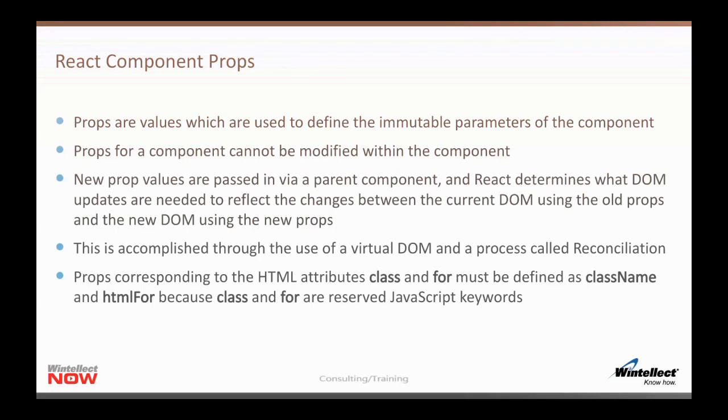Properties are the primary means by which we actually pass data into a component and then have it displayed in the component when it's rendered in the DOM. Now, there is one little side note here concerning properties. Whenever we're setting properties for the HTML attributes class and for, we actually have to use a property name that's a little bit different. We have to use one called className for class and htmlFor for for. And that's because the actual words class and for are JavaScript keywords.